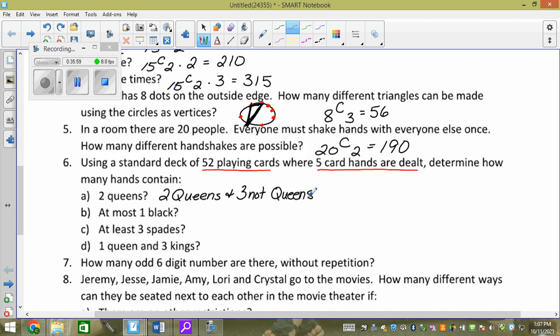All right, so we're going to go 4C2 times, how many are not queens? 48. I'm going to start taking away phones. 48C3.